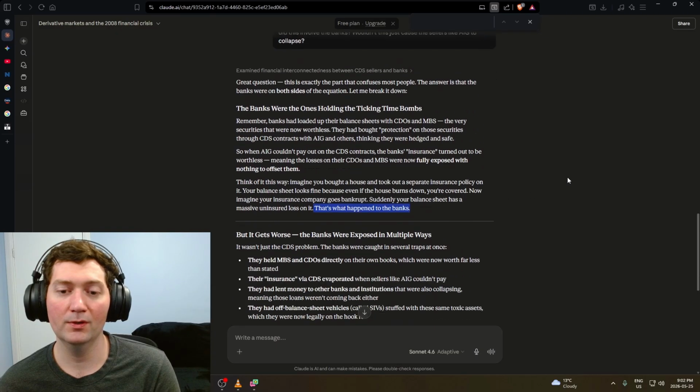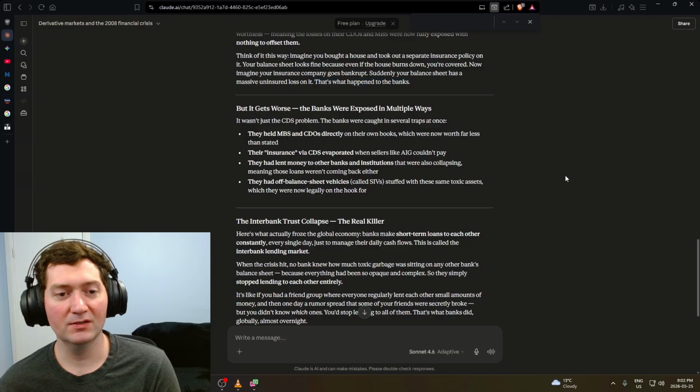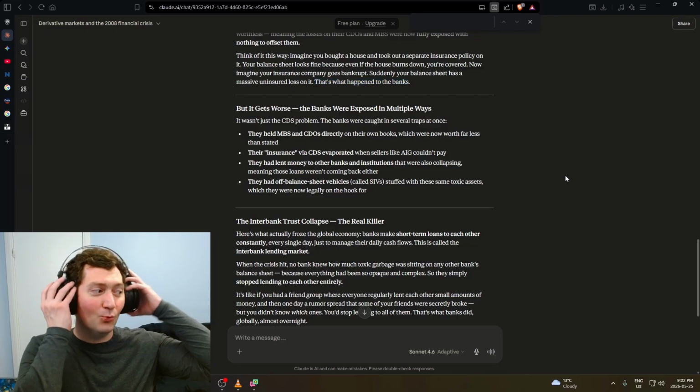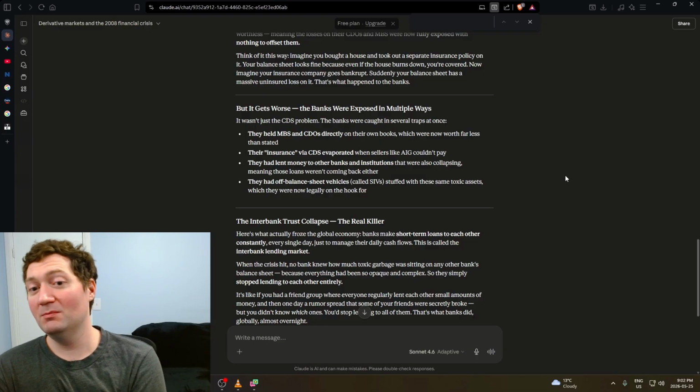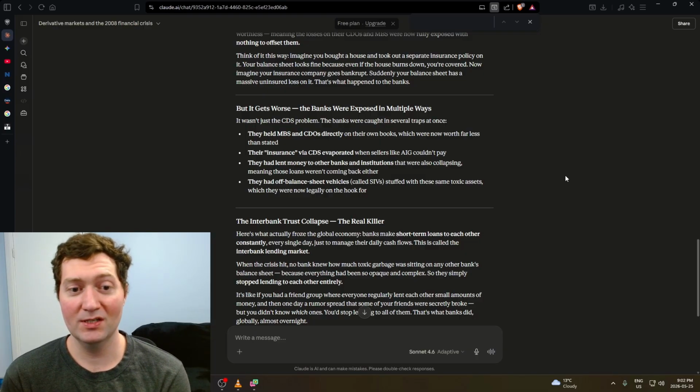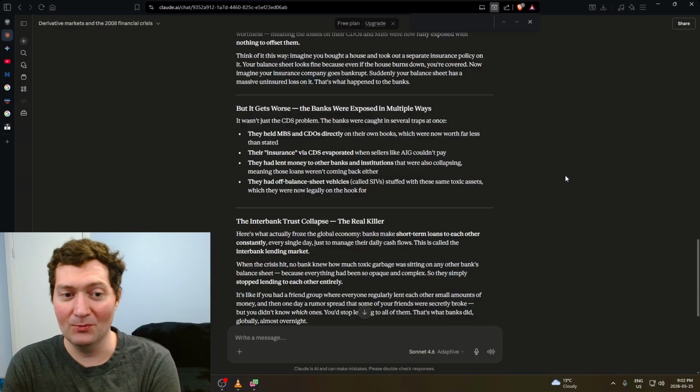Ooh. I mean, banks are not stupid. They put themselves in this position. Oh, it gets worse. Oh my goodness. The banks were exposed in multiple ways. It wasn't just the credit default swap problem. The banks were caught in several traps at once.